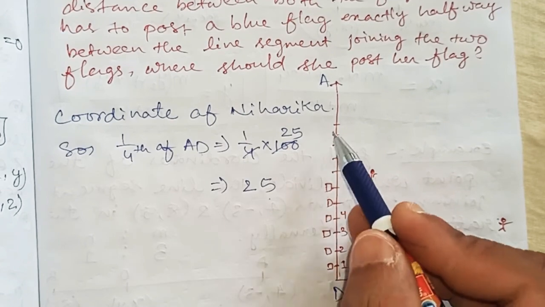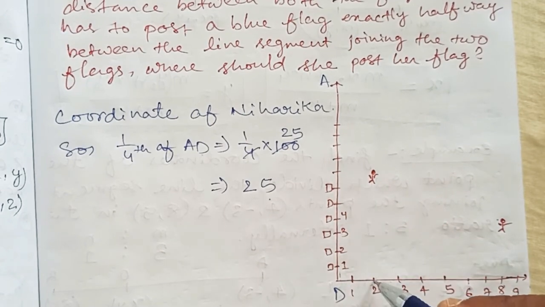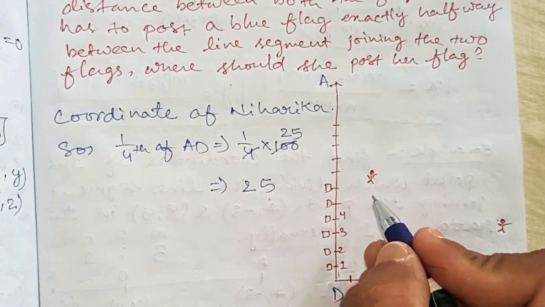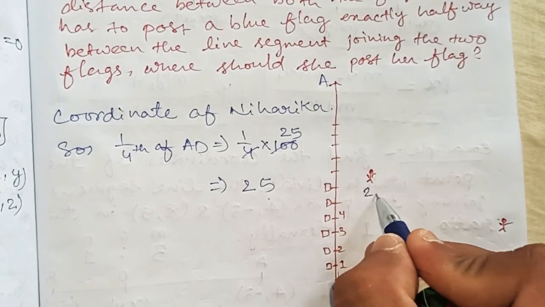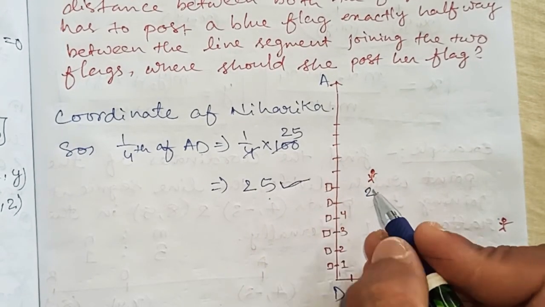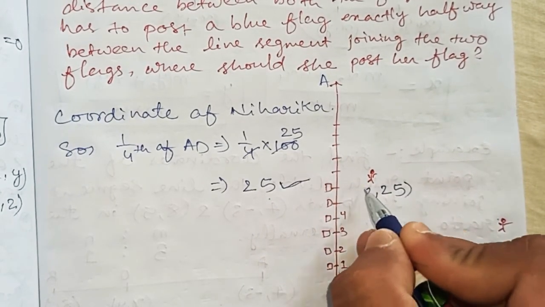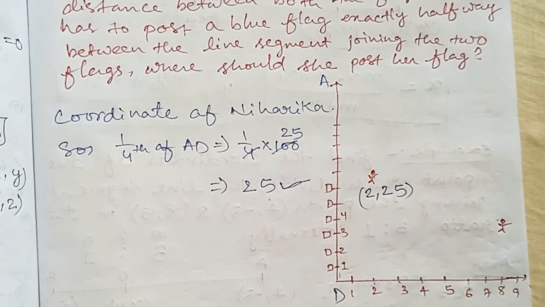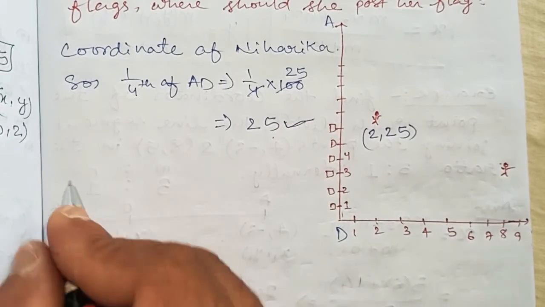on the vertical line, and she is running on the second position of this horizontal line. So her coordinates will be: x-axis is 2 and y-axis is she has just reached the 25th. That means 2 comma 25 is her coordinate where she is just now. Okay, now the coordinates of Preet.